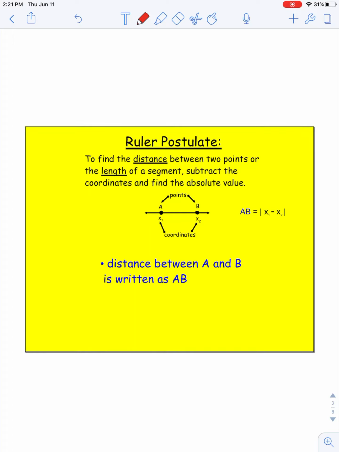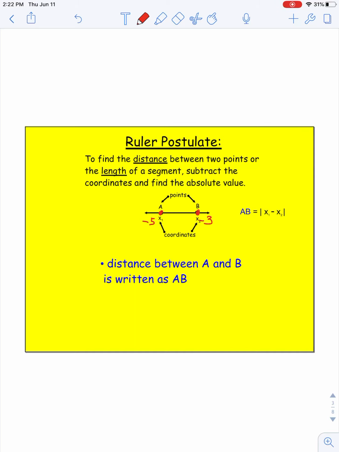So to find the distance between 2 points, or the length of a segment, those are really the same thing. If I'm finding the distance between points A and B, that is the length of that segment. To do that, we're going to subtract the coordinates of those 2 points on the number line and then take the absolute value. So if you have a pretty simple example where one of your points on your number line is -5 and the other one is -3, you can probably guess that the length of that segment is 2 units long.